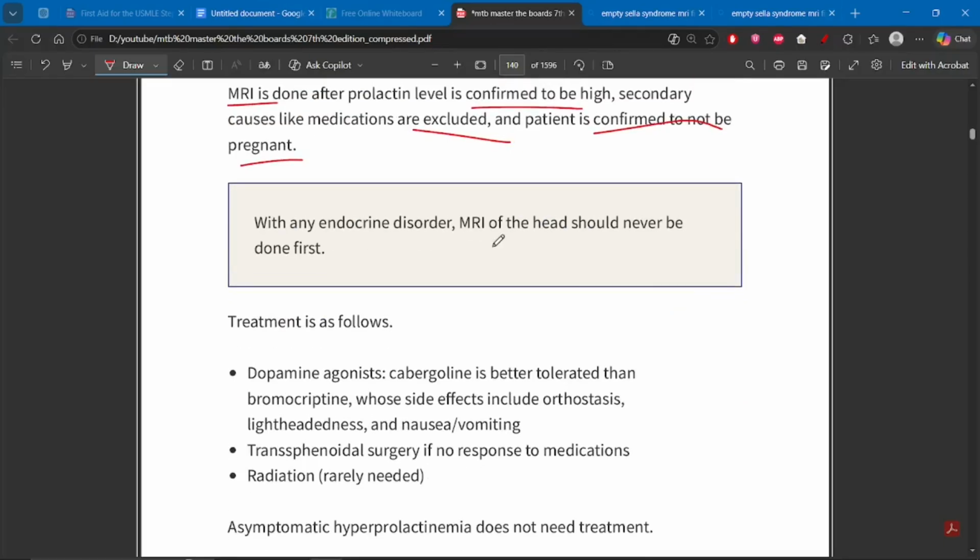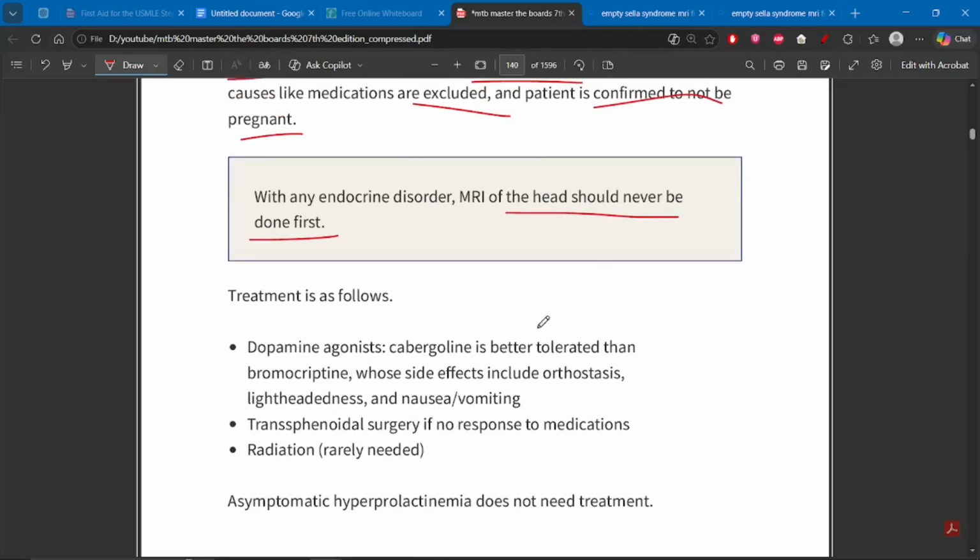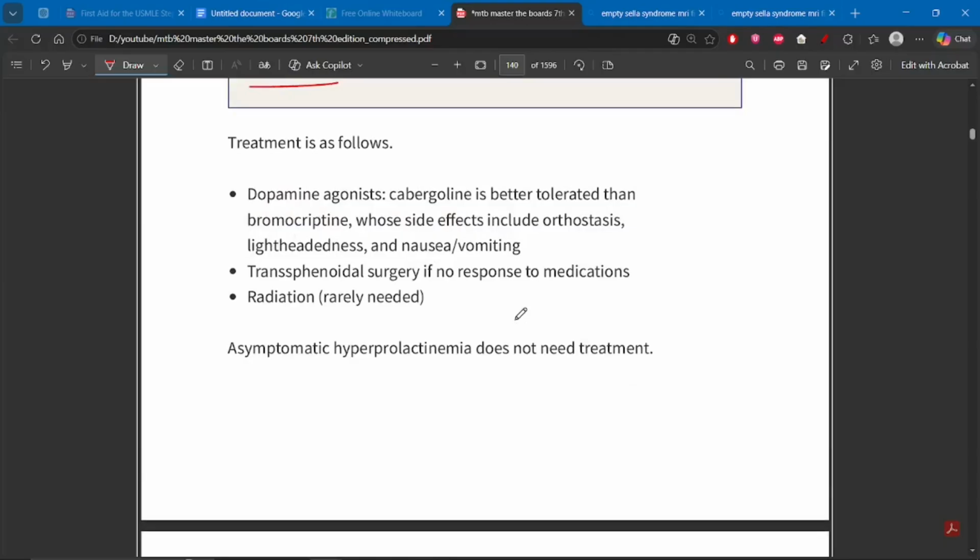With any endocrine disorder, MRI of the head should never be done first. That's what we discussed. It is an expensive and time-taking procedure, so you have to go for the baseline evaluation first. And the treatment should be as follows. This is the first step in treatment. Always go for cabergoline. Then you go for bromocriptine. These are dopamine agonists. Bromocriptine can cause orthostasis, lightheadedness, nausea, and vomiting. So cabergoline is always preferred over bromocriptine. So remember this.